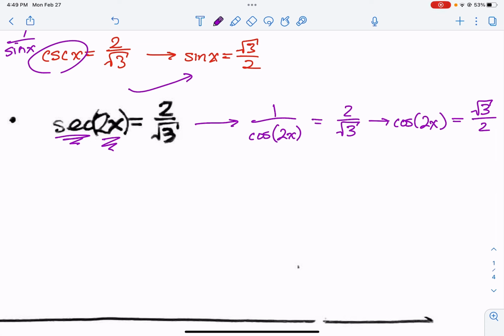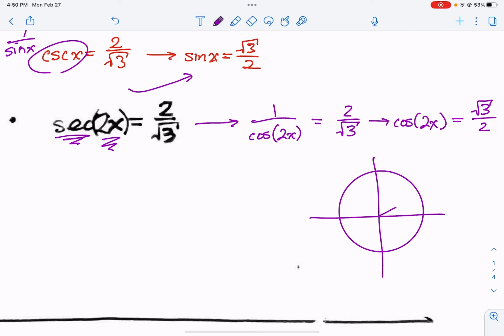Right, so let me draw a unit circle. When is cosine equal to radical 3 over 2? Well, it seems like at this 30-degree angle line, and also here, this is your 330-degree angle line. So 30, 330. If you want radians, this would be pi over 6. This would be your 11 pi over 6.